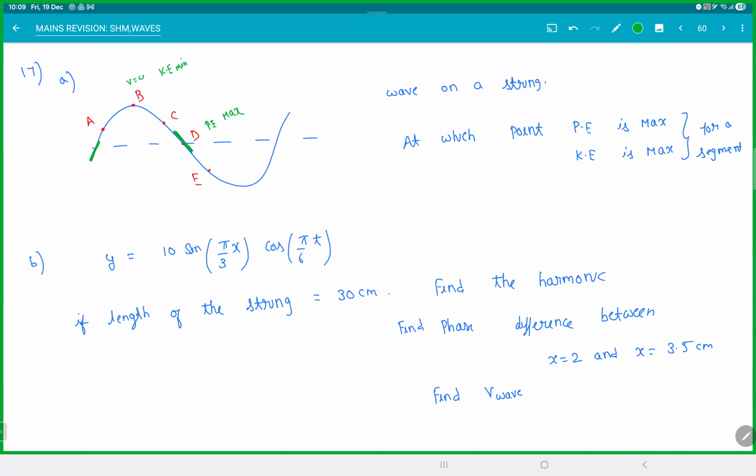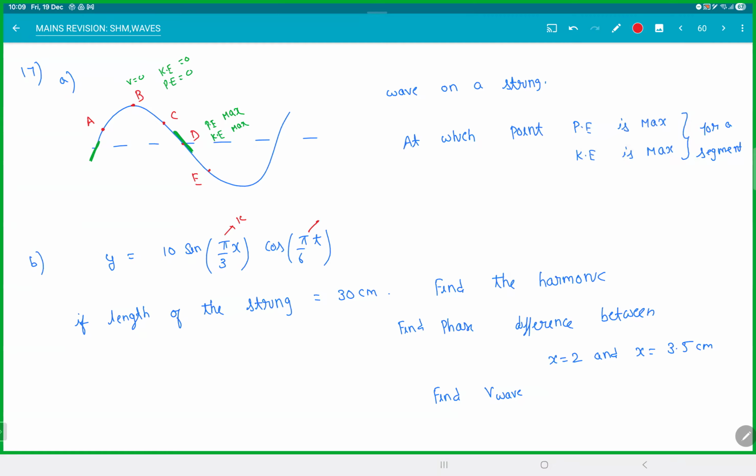And also it is at the mean position. So kinetic energy is also maximum. At this point, kinetic energy is zero and potential energy is also zero. Clear with that? The point B will have both zero and point D will have both maximum. Energy is not conserved in a progressive wave. Hope you remember, energy is being transmitted.